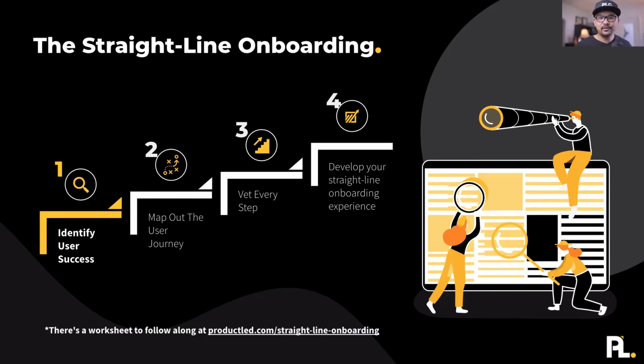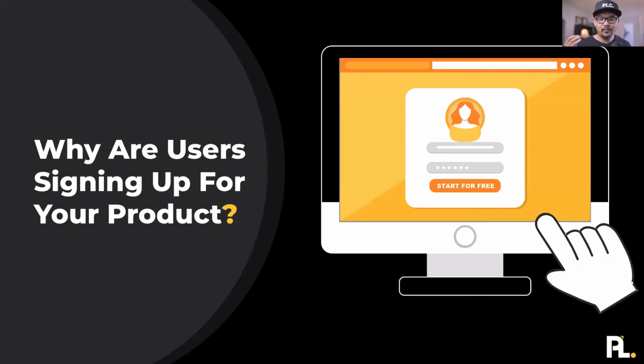The first is about identifying user success. I really do believe that this is one of the most critical misses for a lot of teams that are improving onboarding. You want to be able to answer why your users are using your product or signing up for it, because this is like the destination in a road trip. If you don't know where you're going, then the chances of you getting to that somewhere is almost zero. It's exactly zero because you don't know where you're going.